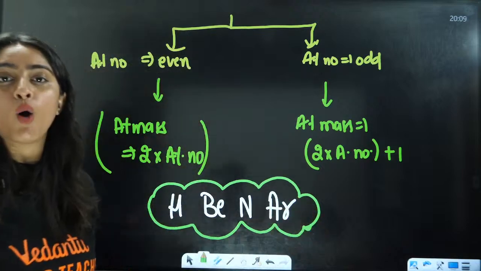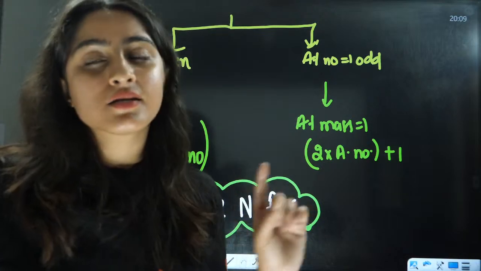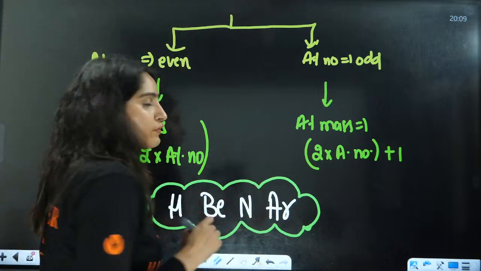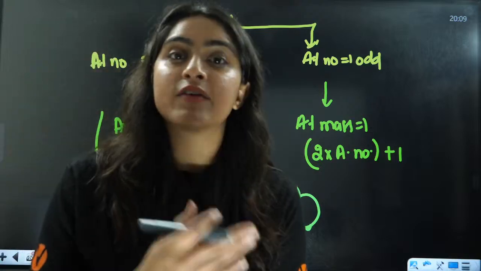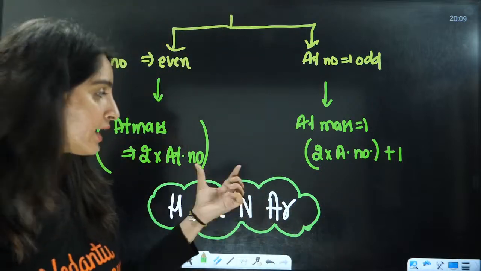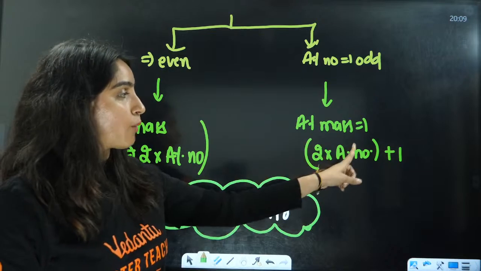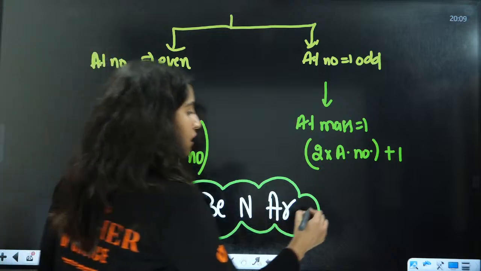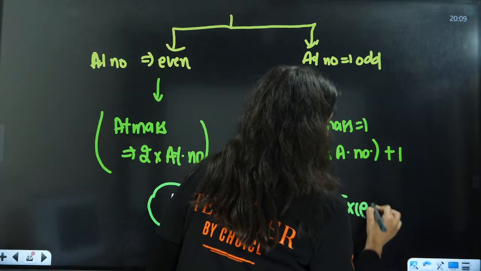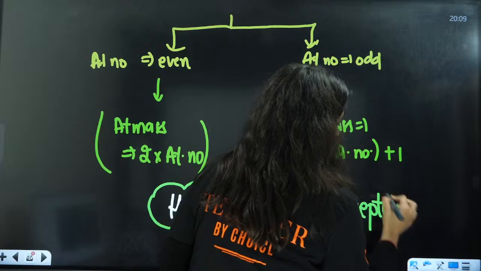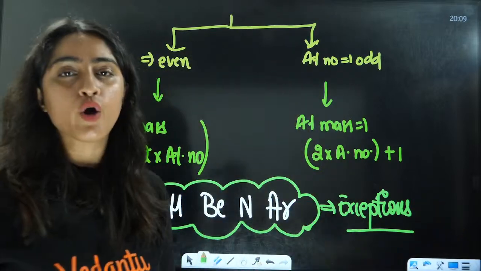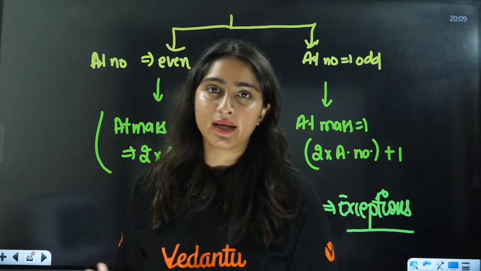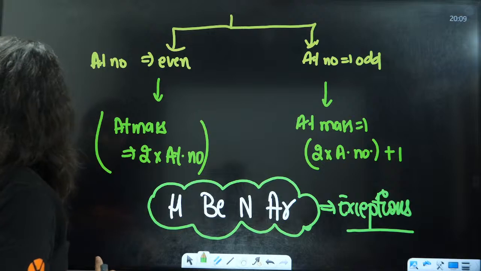These have an odd atomic number, but the atomic masses are double. For example, nitrogen has atomic number 7, but here the atomic mass is not 2 into atomic number plus 1. The atomic mass is 2 into atomic number. So these are the exceptions, okay? This is how you are going to calculate molar mass for any particle, any atom, any compound that is given to you.